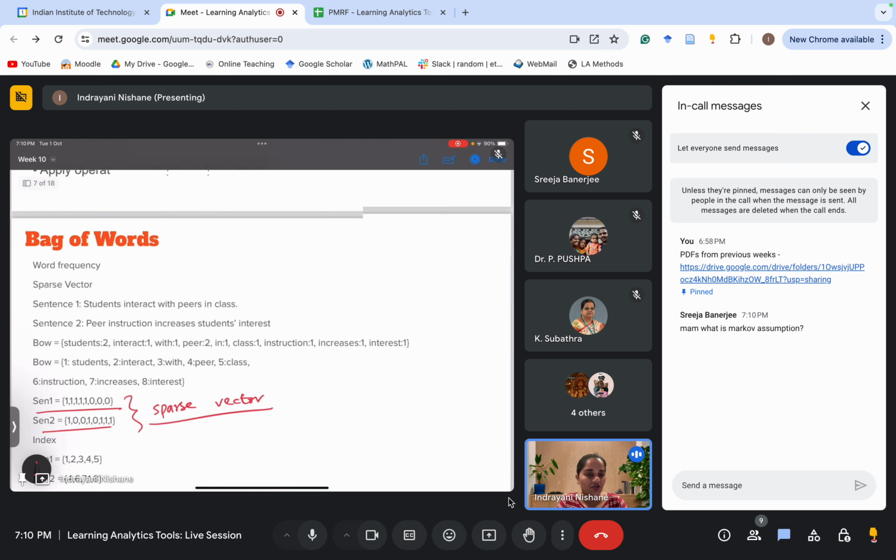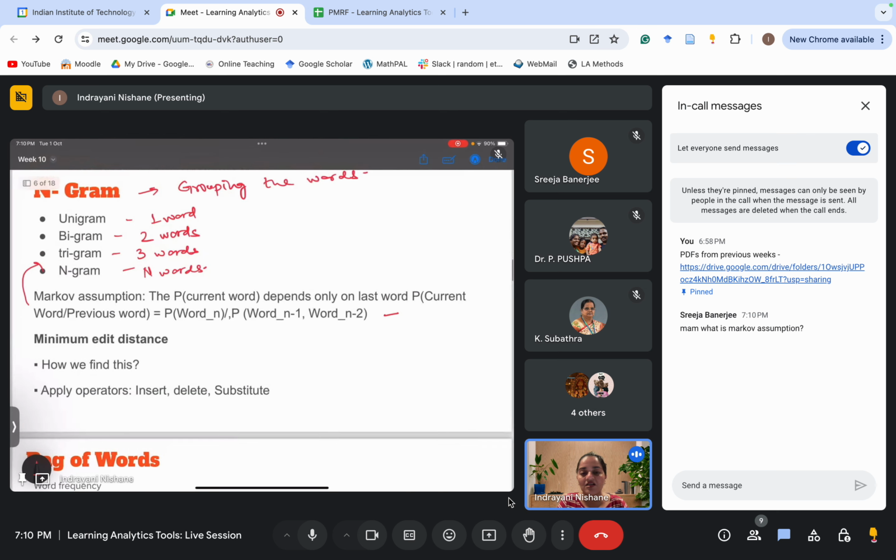Yeah, Shrija, the Markov assumption is assuming, as I explained, that we are grouping two words or three words together, and we are deducing the probability that if one of the words occurs, what is the probability that the rest of the words will occur together. It is also explained in the lecture, and here also I have included what the Markov assumption is. We are assuming that the probability of the current word depends on the word which has previously occurred.